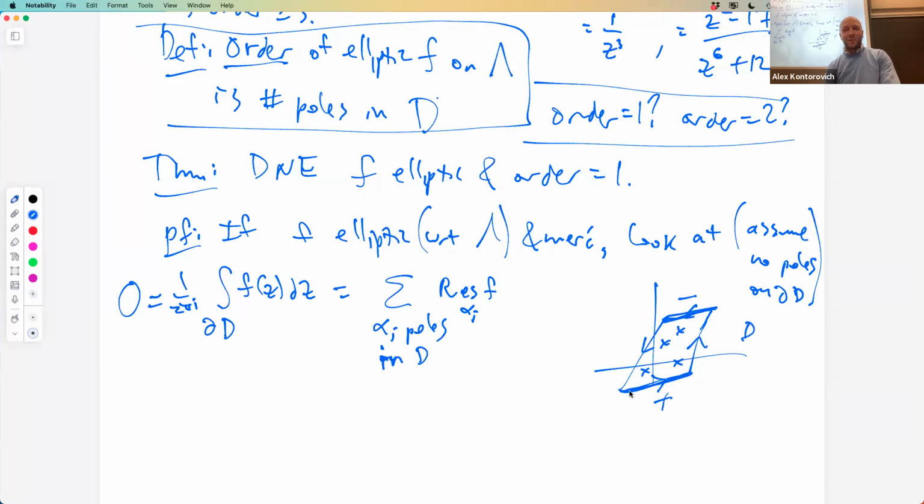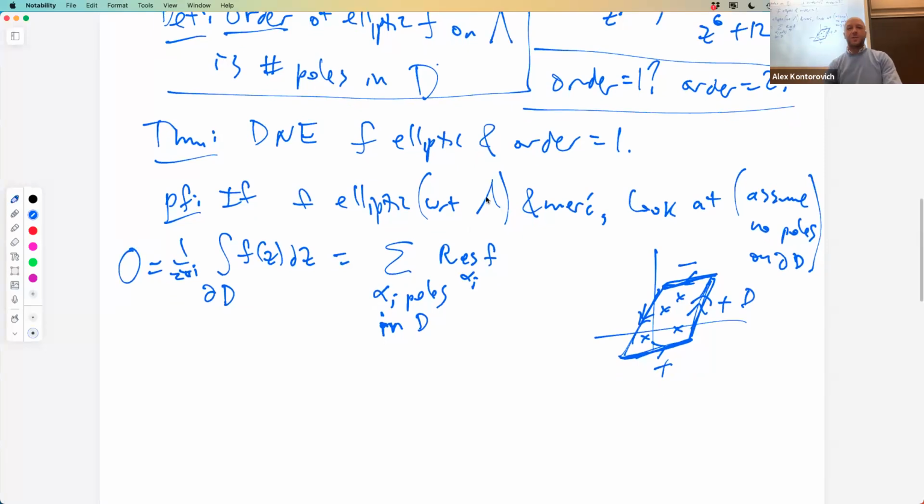Okay. So whatever it's doing here, it's doing exactly the same thing, but with the opposite orientation along that boundary component. And the same thing here. Whatever it's doing here, it's doing exactly the same thing there. The values of f are identical along this line as on that line because of periodicity. So the integrals just cancel off.